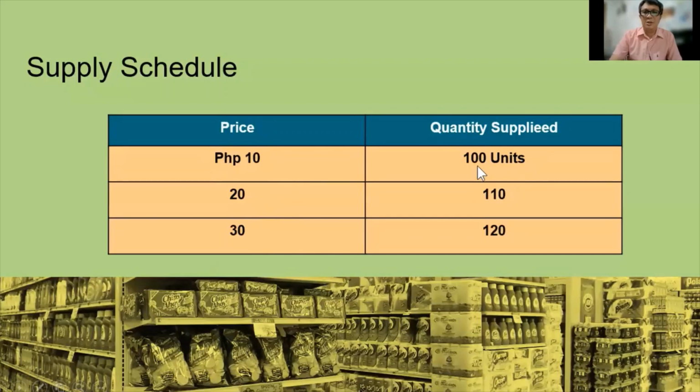So quantity supplied also goes up. Pardon the typo there. At 10 pesos, producers are willing to sell 100 units of the product, or they are willing to make 100 units of the product. At 20 pesos, price goes up, and they are now willing to sell 110 units of the product. At 30 pesos, producers and sellers are now willing to make 120 units of the product. So there is an increase in quantity supplied when price goes up. Okay? So that's basically the law of demand and the law of supply.